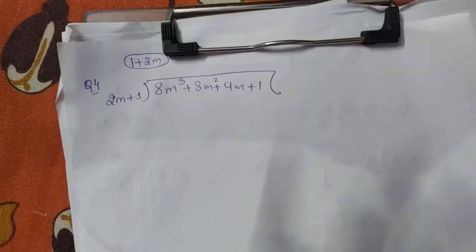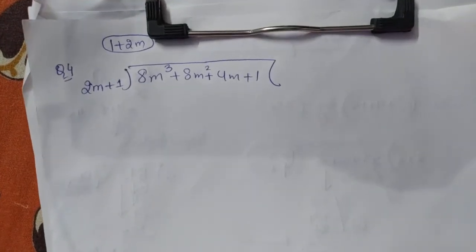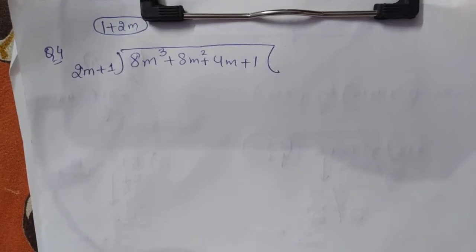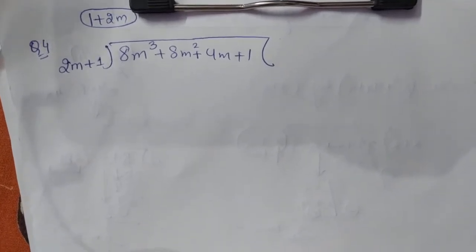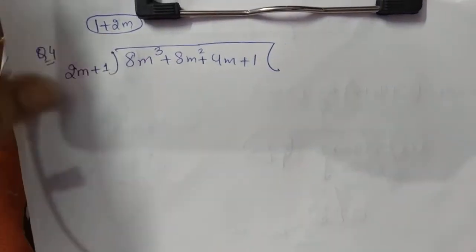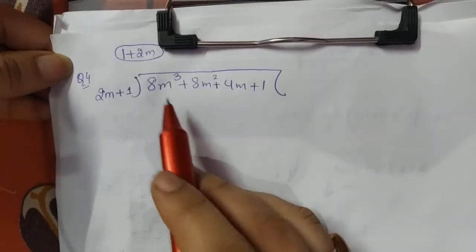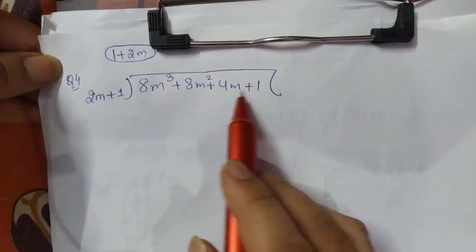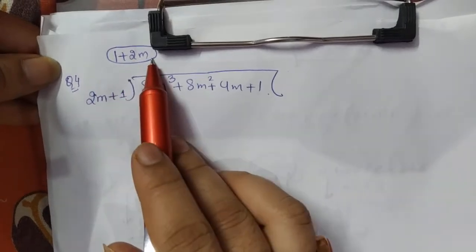Now let's see further more questions so that the topic should be very very clear in your mind. This question again I have taken from your book itself, and it was given that 8m cube plus 8m square plus 4m plus 1 should be divided by 1 plus 2m.